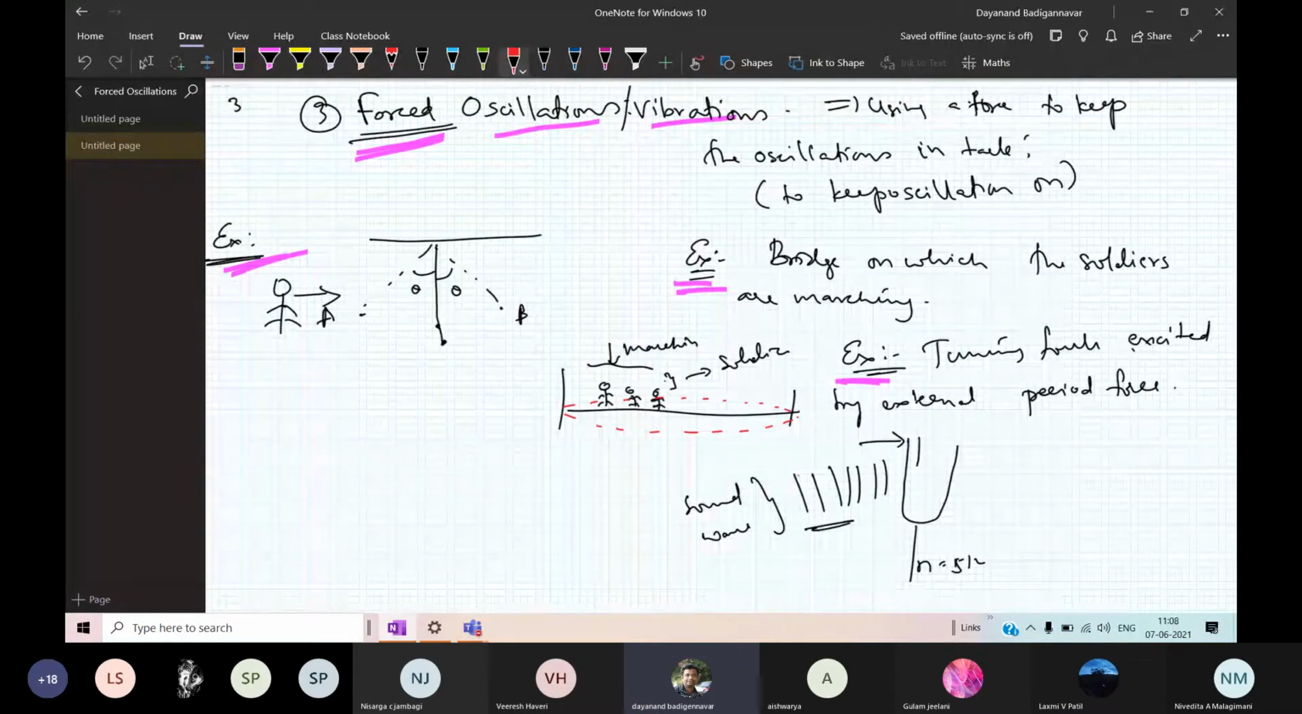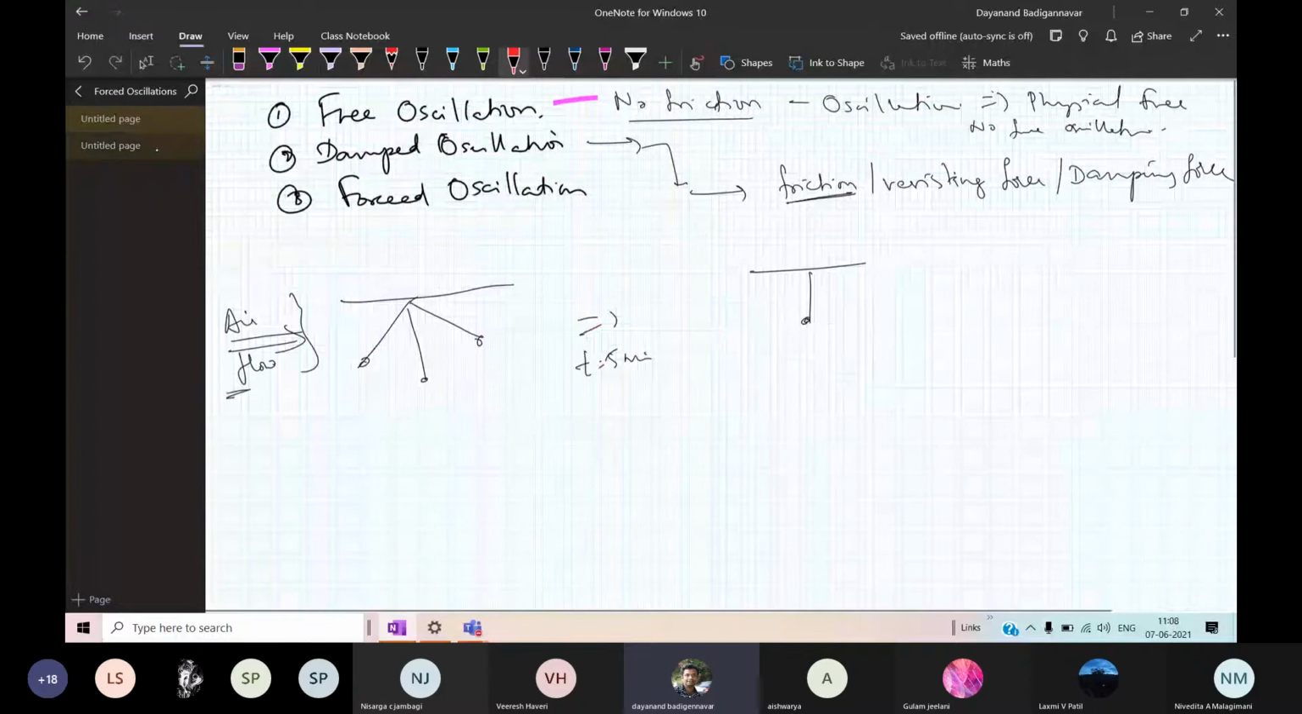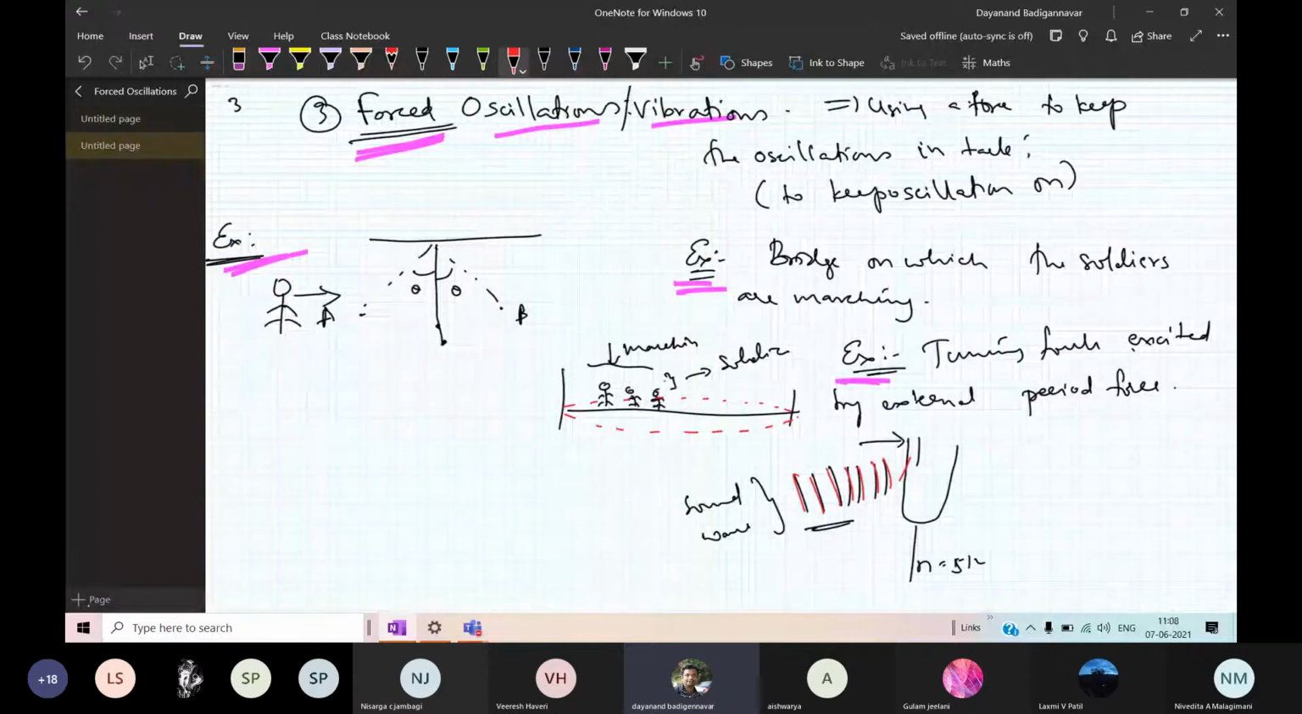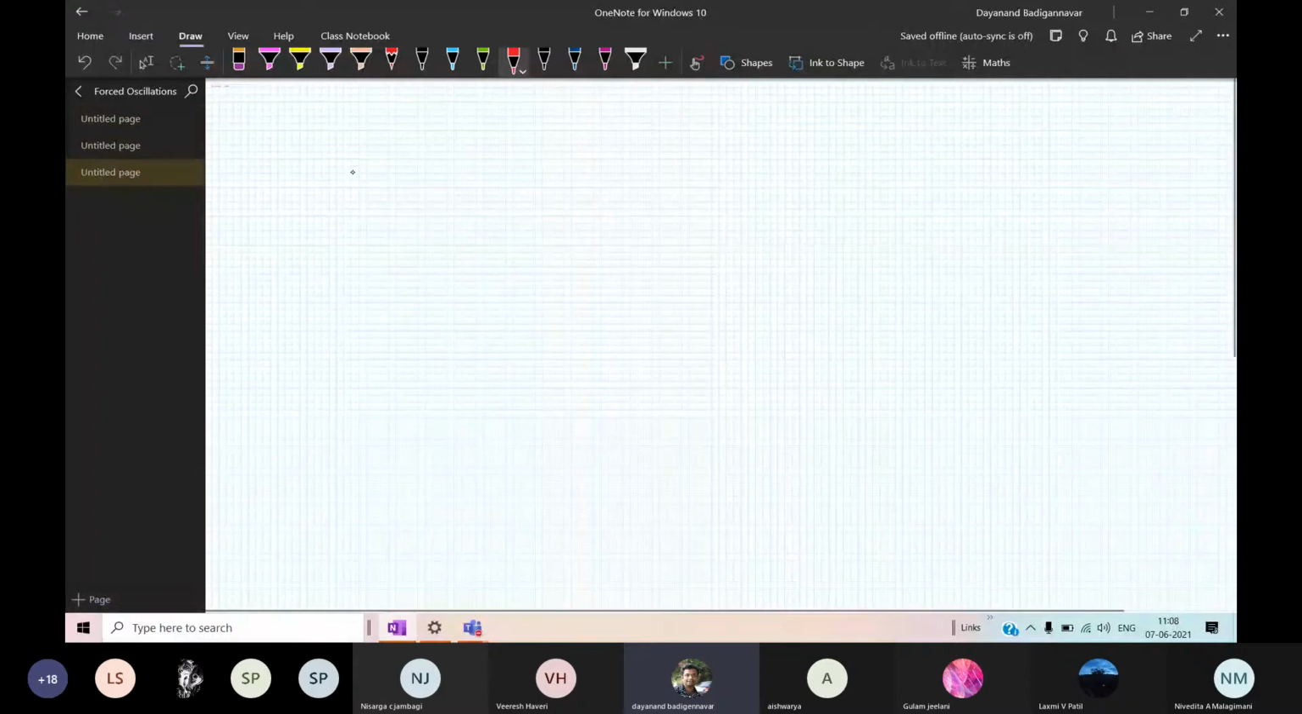These are the sound waves which are incident on the tuning fork. As it is incident on the tuning fork, the tuning fork will start to vibrate. So this is the vibration of a tuning fork. That is a forced oscillation. Okay, so let us go for the theory of forced oscillation. Go for the second one. Okay, so theory, very important. Theory of forced oscillations.